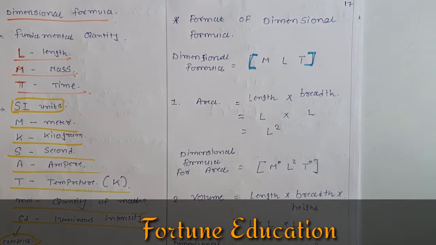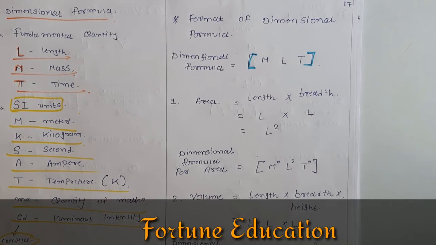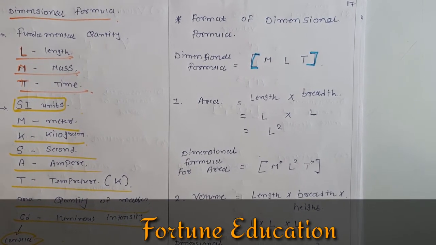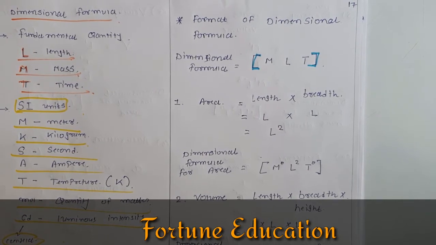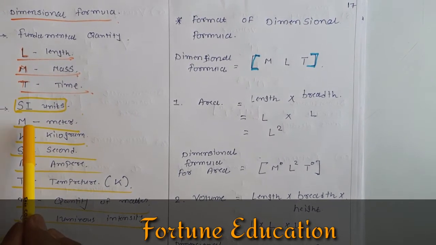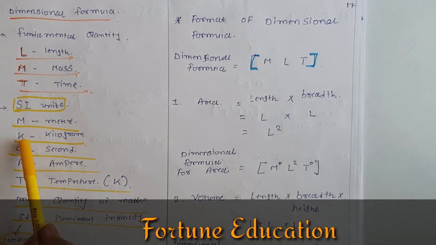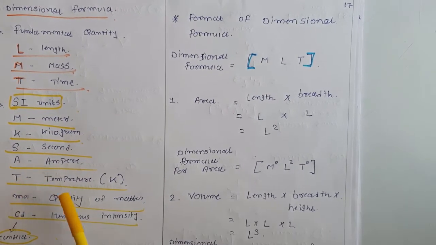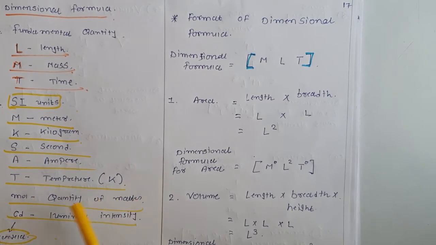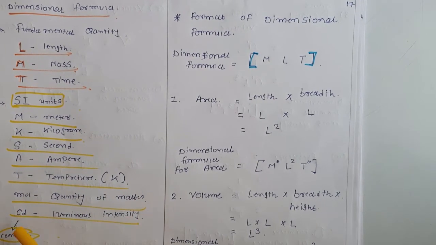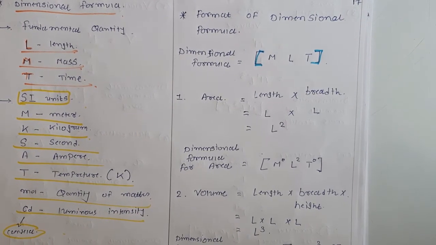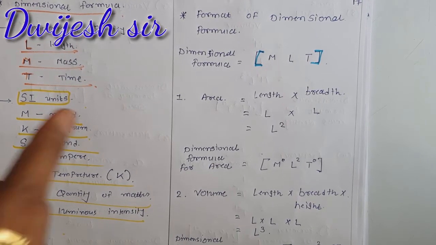Okay, now after this fundamental quantity, we also have to know what is an SI unit. It is the Standard International, or we can say System International, unit. There are a total of 7 types. M is meter, KG is kilogram, S is second, A is ampere, K is Kelvin, the unit of temperature, MOL is mole, the quantity of matter, and CD is candela, the luminous intensity. Now the format of a dimensional formula is that we represent it in a bracket.